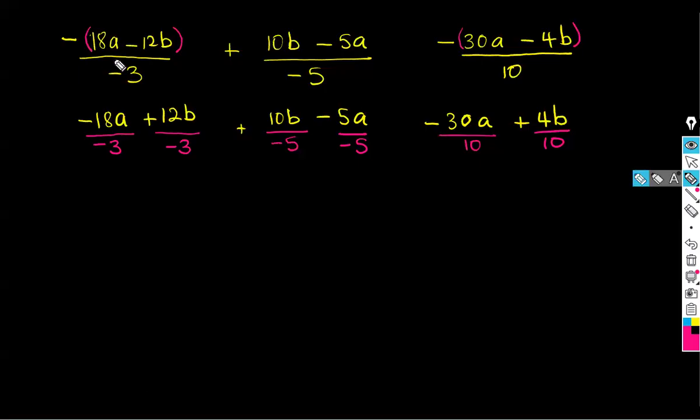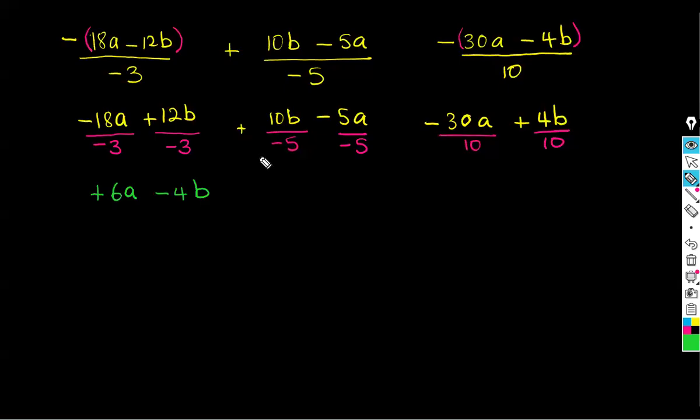So what I did was I divided everybody on top individually by the value underneath. Let's just take our time. When you divide two minuses, you get a positive. If you divide a positive and a minus, you get a negative. I'm going to assume that you remember that from the homework. Minus 18a divided by minus 3 is positive 6a. Positive 12b divided by minus 3 is minus 4b.